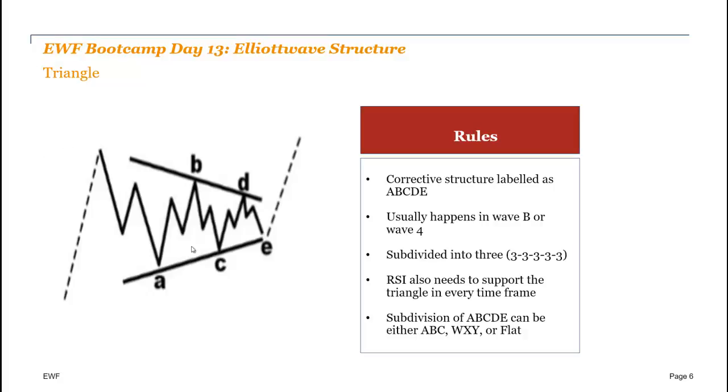And then the subdivision right here of the ABCDE can either be an ABC, WXY, or flat. In other words, this is a corrective structure, which is a 3 waves or 3 swing move. So it can be an ABC of a zigzag, it can be a WXY that we're going to take a look at next, or it can be a flat as well. So it can be any corrective structure. Same thing with the B here in the subdivision, same thing with the C, and so on.